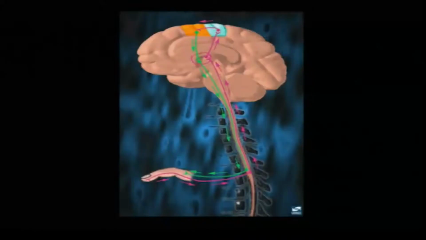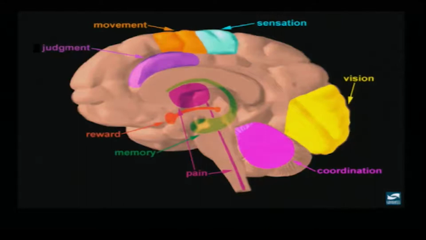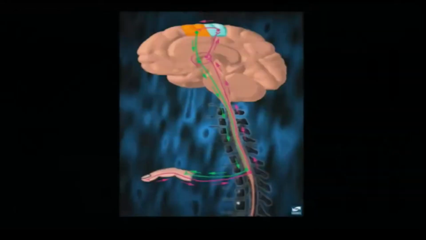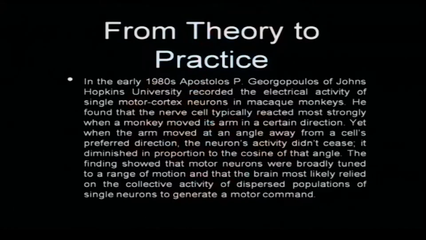And if you go back to this picture, you will see it is all in the sensation and the movement area where this whole processing is taking place, which is essentially part of the motor cortex.